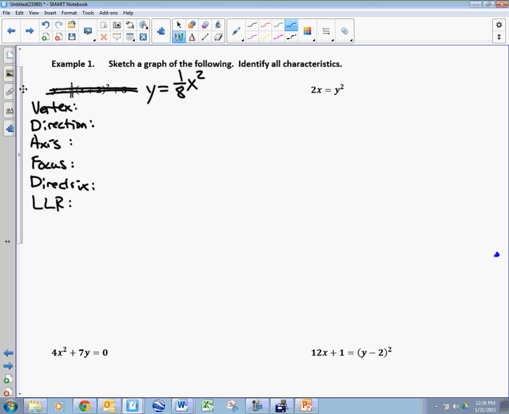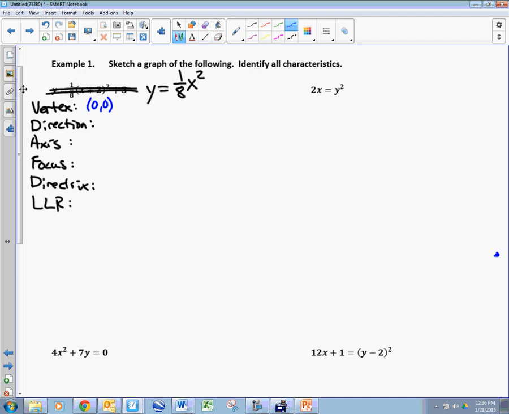Who can tell me where the vertex is located for that parabola? Yes. Why? There's no shift that's happening. You don't have a vertical piece, you don't have a horizontal component. It's centered at 0, 0.